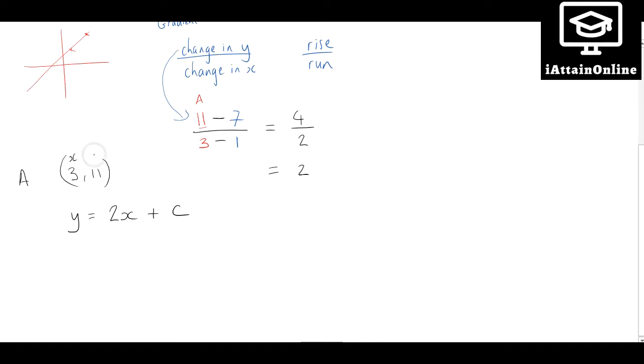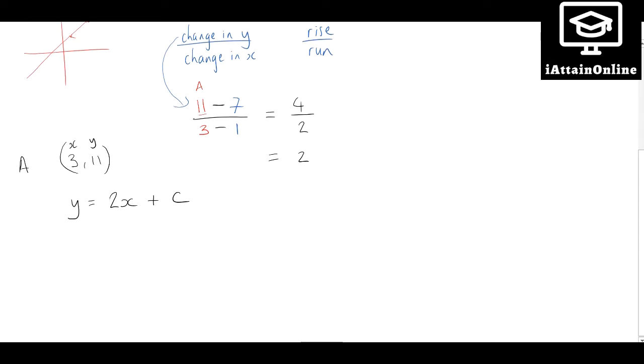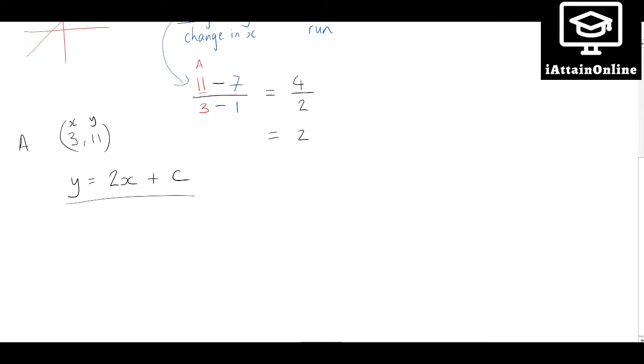Remember that 3 represents my x and that 11 represents my y. So if I substitute those values into this equation, the one where I've found the gradient, I will be able to find out the value of c. Because my y is 11, I'm going to put that in instead of the y, and then 2x means 2 times whatever x is, so in this case that's 3 plus c. So I now know that 11 is the same as 6 plus c.